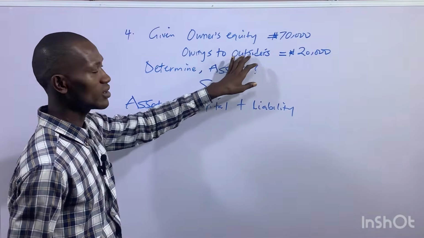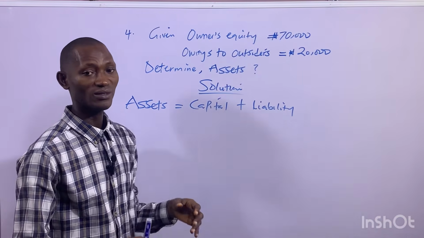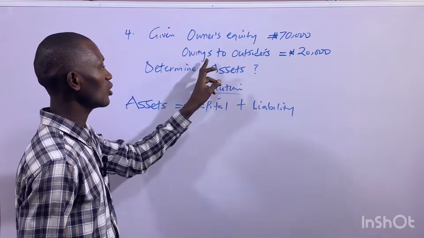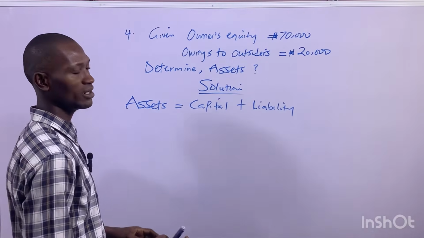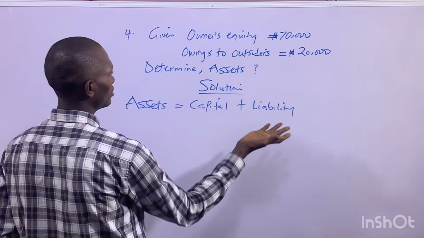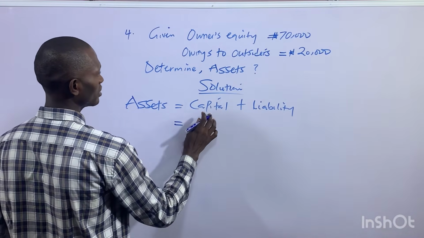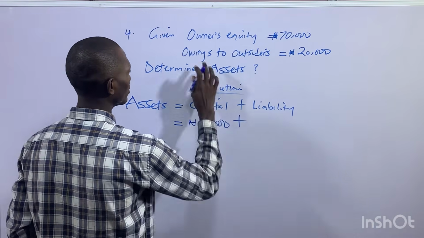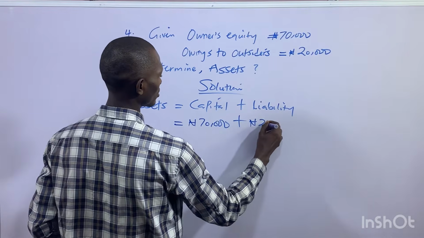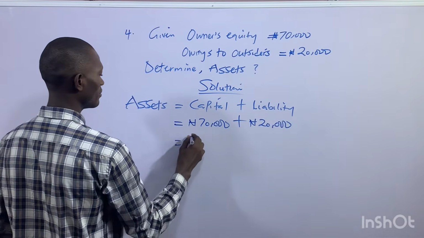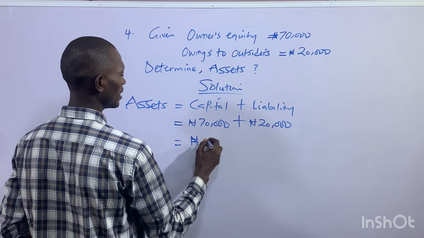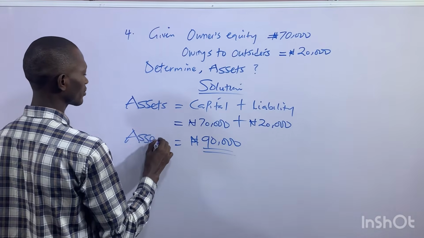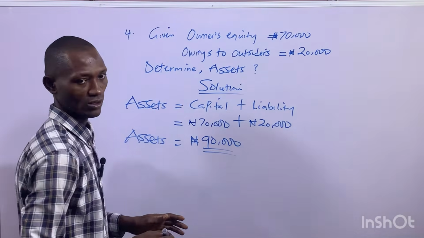Then the same with owing to outsiders. Owing to outsiders simply means liability. So it's a component of current liability. Each time we are given owing to outsiders, it means liability. So it's self-explanatory here. Assets: capital now is 70,000 plus owing to outsiders, which is 20,000. So here we have 70 plus 20, that gives us 90,000. So 90,000 is our assets. So that's what we have. I hope this is understood.